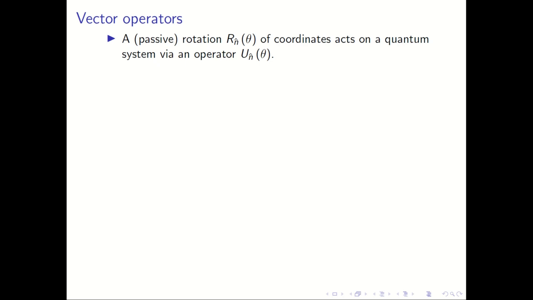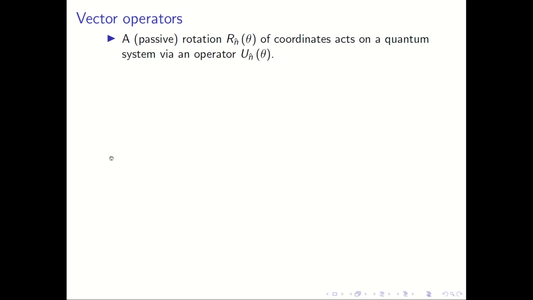And notice that we are talking about passive rotations throughout, which means that it is not the system itself that is being transformed or rotated, it is the coordinates which are being rotated. Of course, that means that the numbers which we use to describe the state of a system may change along with the change of coordinates, and that change is described through this operator U_n(θ).